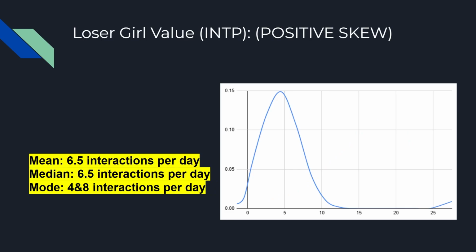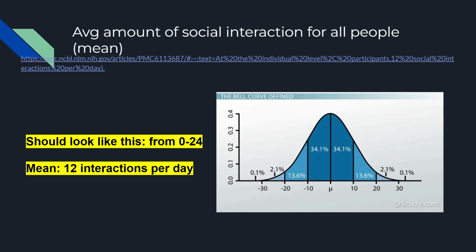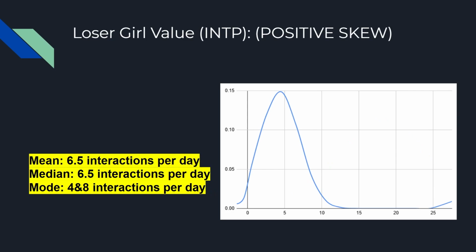Now, my graph, the value of an INTP personality type, we can already see right off the bat that the graph is extremely positively skewed. Comparing that to the original average graph, we could tell that he gets very few instances of social interaction. The mean of 6.5 interactions per day is exceptionally lower than the average, and it is shown by this graph because it is positively skewed to the left, which in this scenario means that I get fewer instances of social interaction.